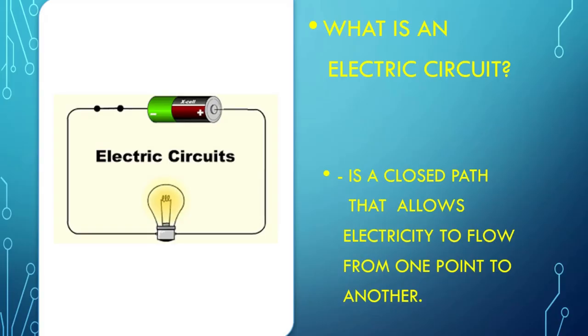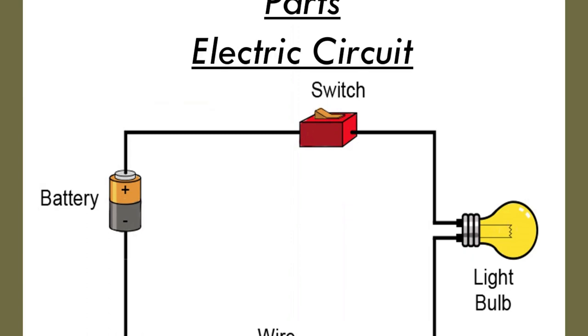What is an electric circuit? An electric circuit is a closed path that allows electricity to flow from one point to another. Parts of electric circuit. Dry cell or battery. It is the source of electricity. Copper wire. The path where electricity flows. Light bulb, the device that uses current. Switch, allows a connection to be open or closed.